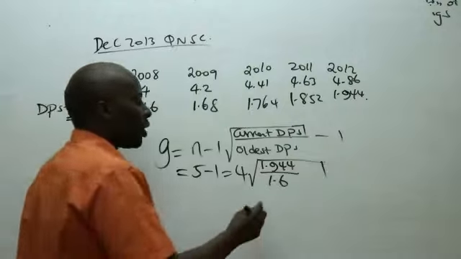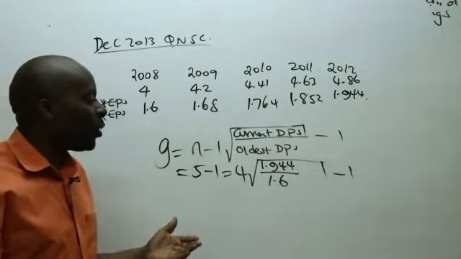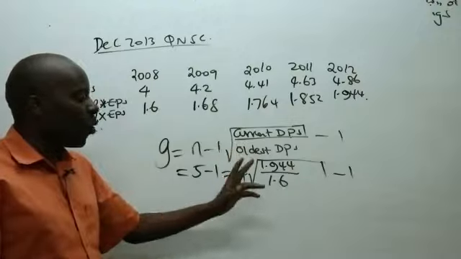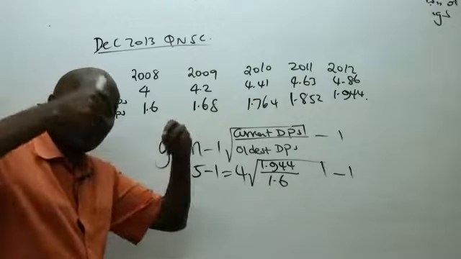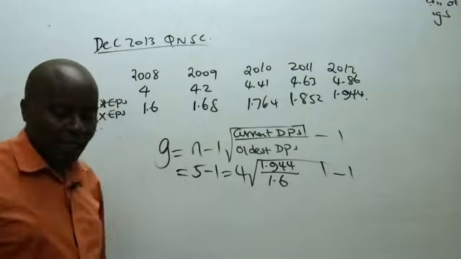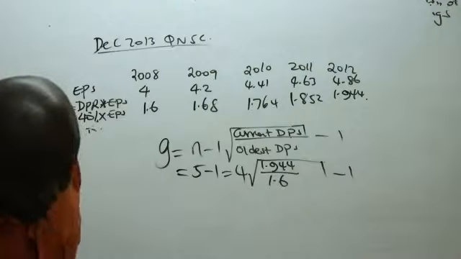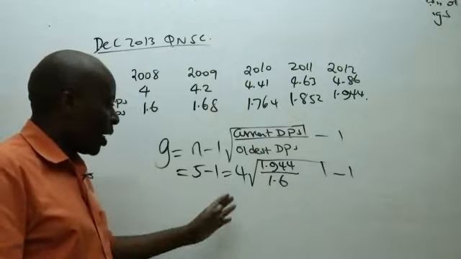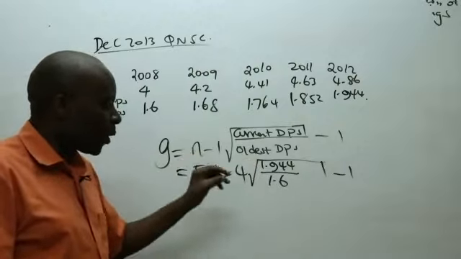And then at the end of the day, ladies and gentlemen, I will come and subtract 1. So if I'm the one doing this, first of all, I'll get this quotient. I will punch there 1.944 divided by 1.6. And then whatever I will get, I will come straight away and find its fourth root. Please come and find the fourth root of this quotient. I want to see whether there is anybody who will be able to get this correctly.